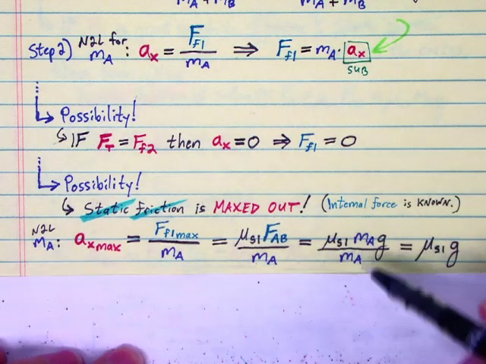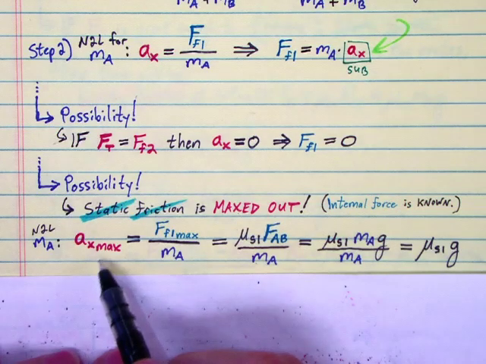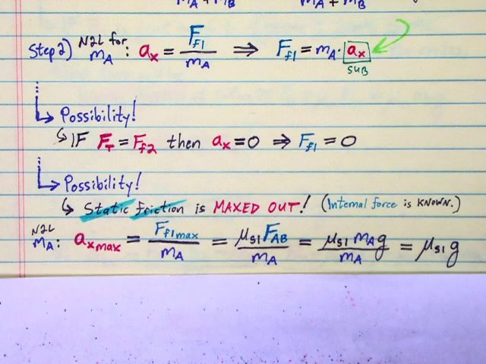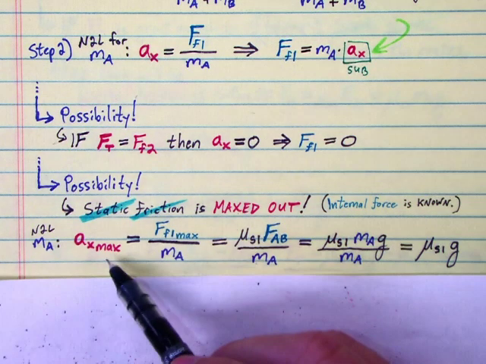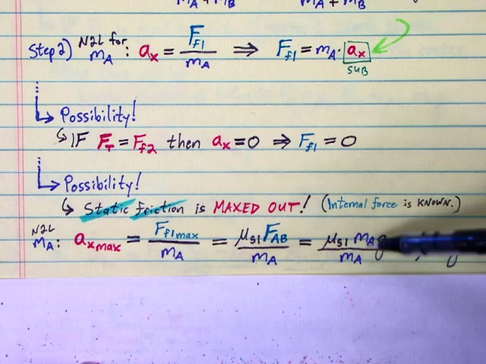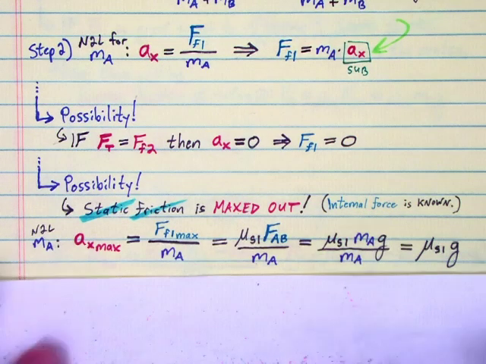That's m_A g. So note how the masses cancel, and this expression here tells you the max acceleration that the top crate can have without slipping. Note a couple interesting things, like mass canceled out, so the max acceleration that that crate can have doesn't depend on how big the crate is, just on what the material is.